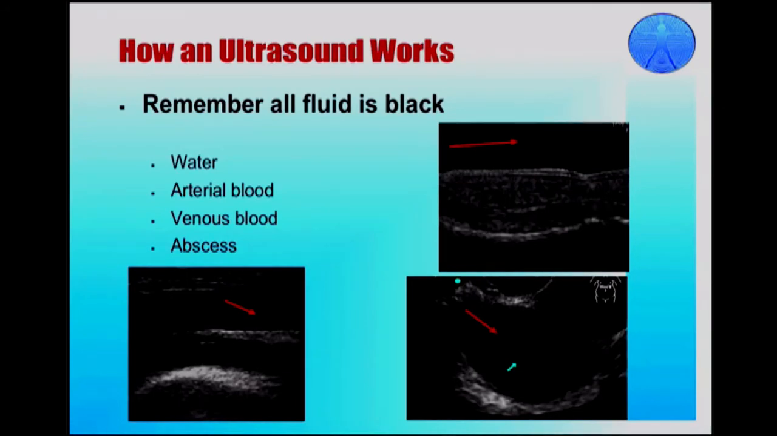So you can't just look at the fluid and tell what it is by how black it is, because all fluid is black. So in this example here, this is actually a finger in a water bath, so this is water and it's black. We saw this example before. This is a blood vessel, and it is also black. And then here we see some black fluid, and this is actually an ovarian cyst. Again, it's black. So you can't tell what kind of fluid it is by just looking to see how black it is. Furthermore, you can't tell the difference between arterial or venous blood by just looking at it. There's another technique we're going to do to tell the difference between an artery and vein, which we'll talk about in a few minutes.